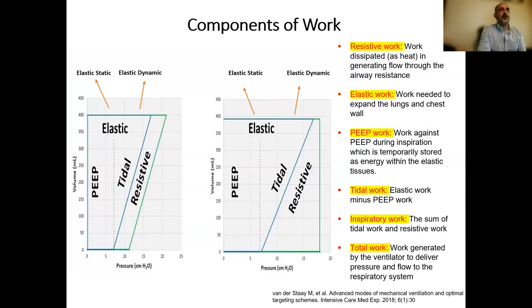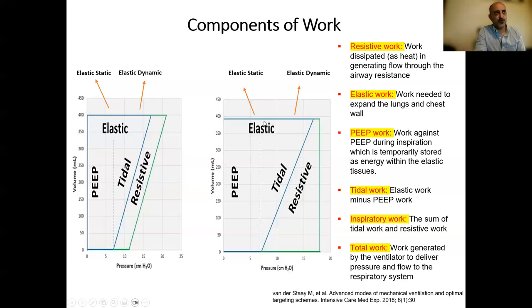Okay, we'll move on to the components of work in general. Those are again the same curves that we talked about before, pressure volume loop or pressure volume curve, to the left on volume control mode, and on the right on a pressure control mode. So you can divide the curve into different components. On the left here in blue is called the elastic component, which is a combination of the PEEP and the tidal. And the green one here is the resistive.